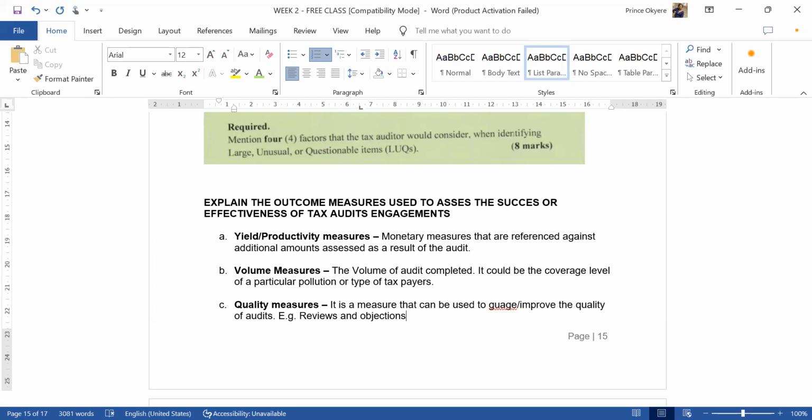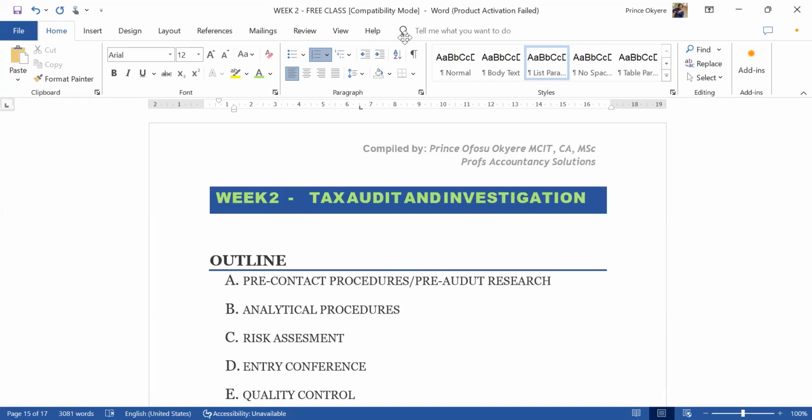So basically, these are the 3 outcome measures or output measures that are used to determine the success of an audit.